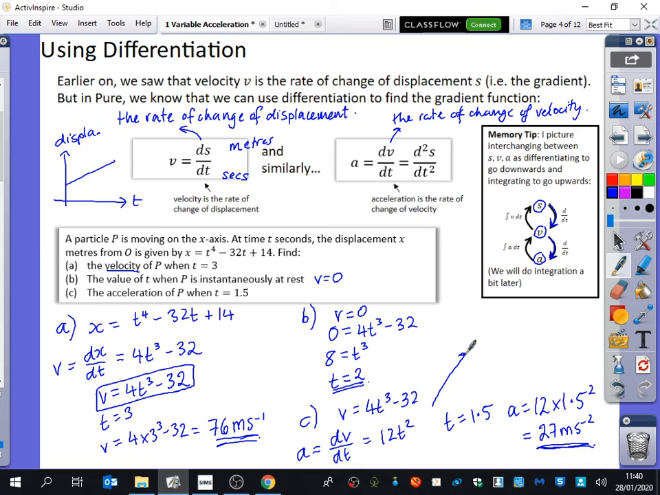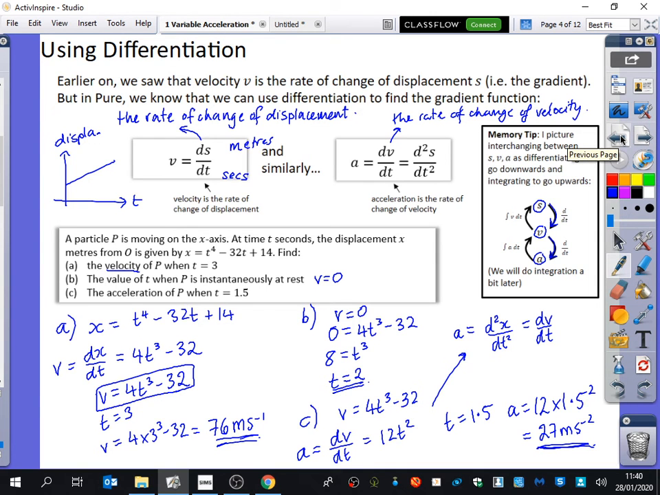If I wanted to go straight to the acceleration, I could have found the second derivative of the displacement. Because the first derivative will give me the velocity, the second derivative will give me the acceleration. So you could have done this thing, which is the same as this thing. These three things here are all equivalent to each other. So that's it with some differentiation. I'm going to do, I think, one more on this next bit.